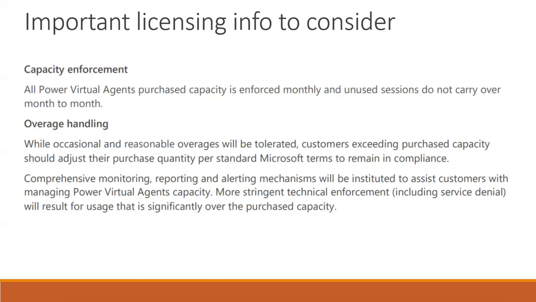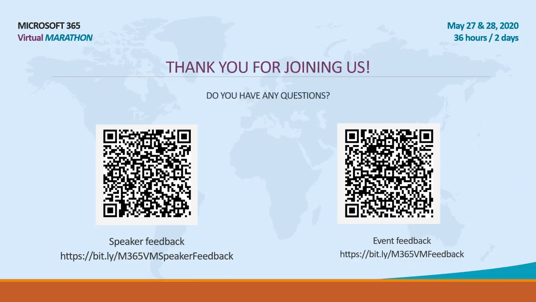All right. Now, the important licensing information to consider over here is that all Power Virtual Agents capacities are enforced monthly and unused sessions do not carry over month to month. So don't consider this as your cell phone minutes, which can carry over to the next month. This is not how your PVA works. You've got 1,000 chats, 2,000 chats that are available. You used only 150. Well, that remaining 850 are not going to carry over, right? So it starts fresh. Very, very important thing that you need to notice over there.